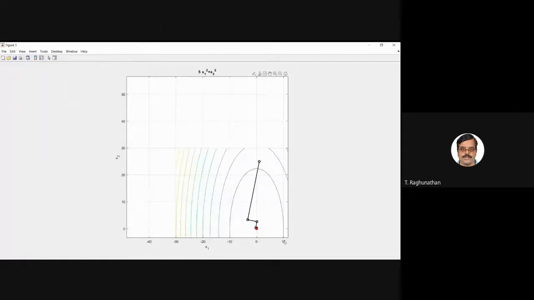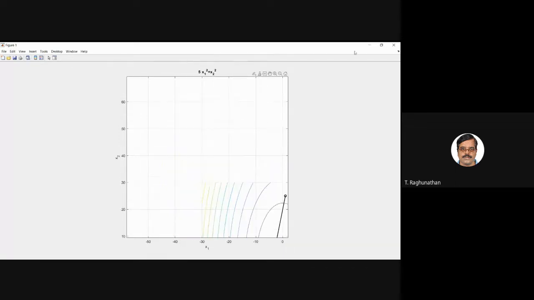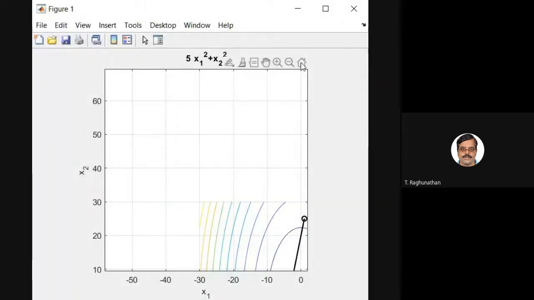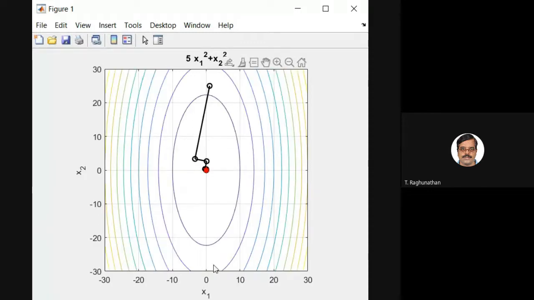Zooming this up, zooming in. Again, the software is a bit slow in that. One minute. Okay, so this is the best that can be done.